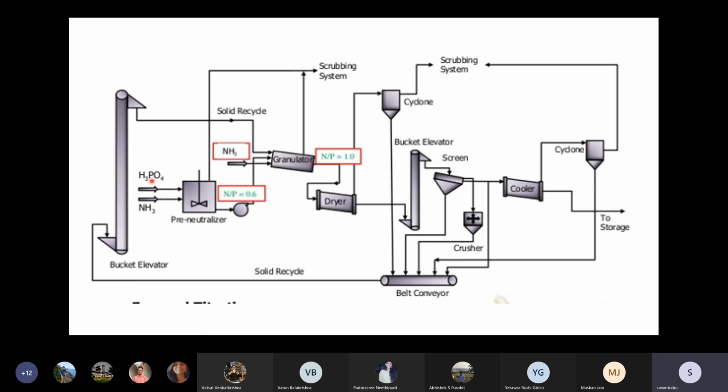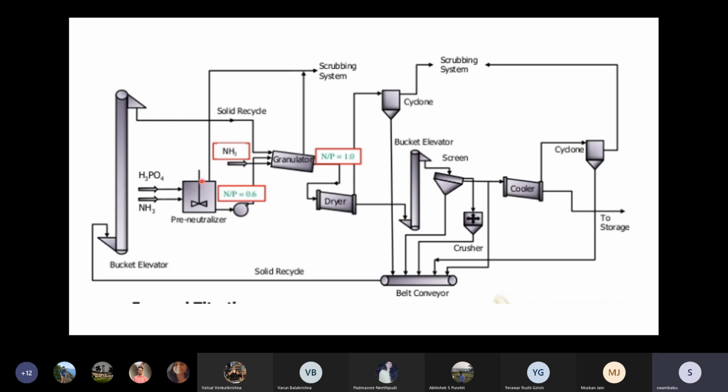So H3PO4, phosphoric acid, and ammonia go to the pre-neutralizer. This is a simple CSTR where the ammonia to phosphorus ratio is 0.6. So H3PO4 is supplied more than ammonia.